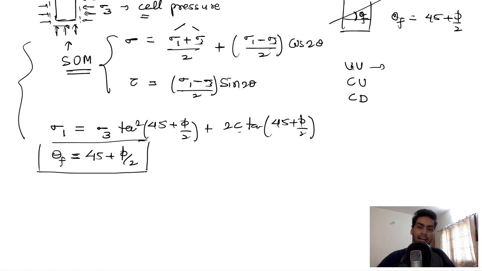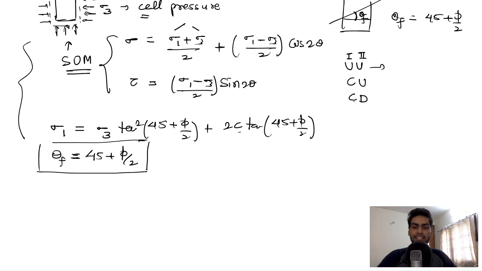UU means unconsolidated and undrained. So as I told you, there are two stages in triaxial test. So first letter indicates the first stage and the second letter indicates the second stage. So in UU test, it is done under unconsolidated and undrained condition. CU test is consolidated undrained. So first stage consolidation is allowed, and second stage the conditions are undrained.